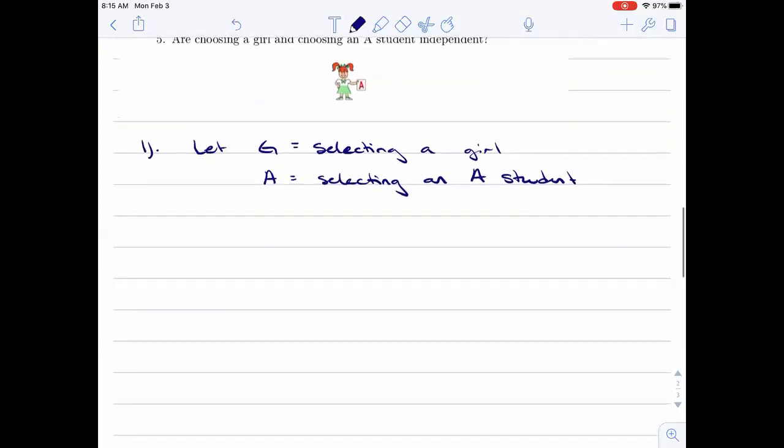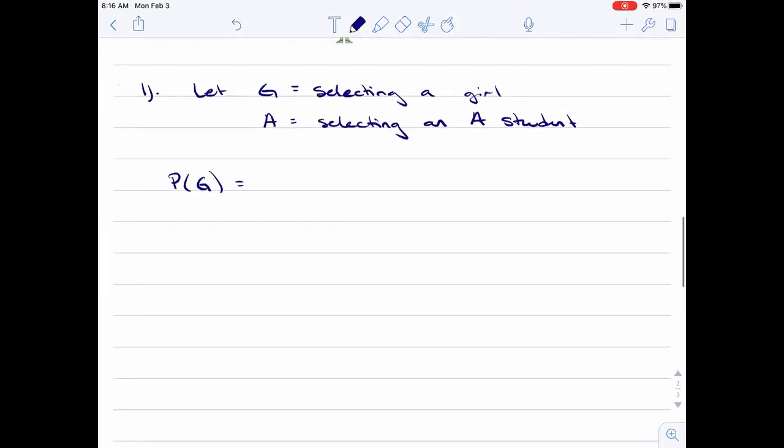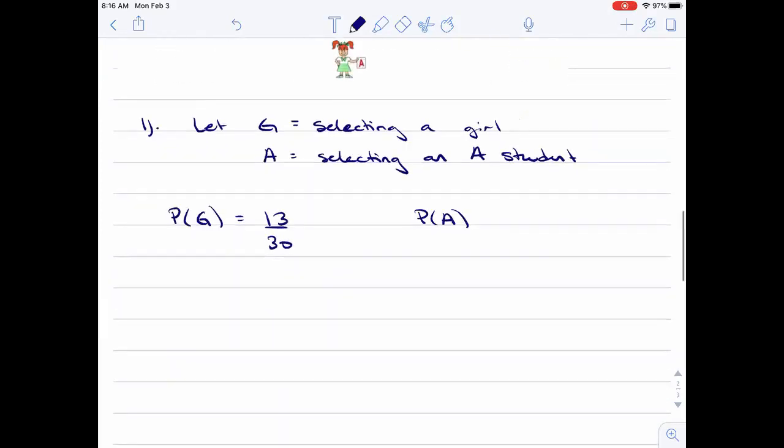So if we have a class of 30, the probability of pulling a girl, if there are 13 girls, is just going to be 13 out of 30. The probability of pulling an A student, so now regardless of gender, we've got 4 boys and 5 girls that got an A, so a total of 9 students out of 30 got an A. 9 out of 30.